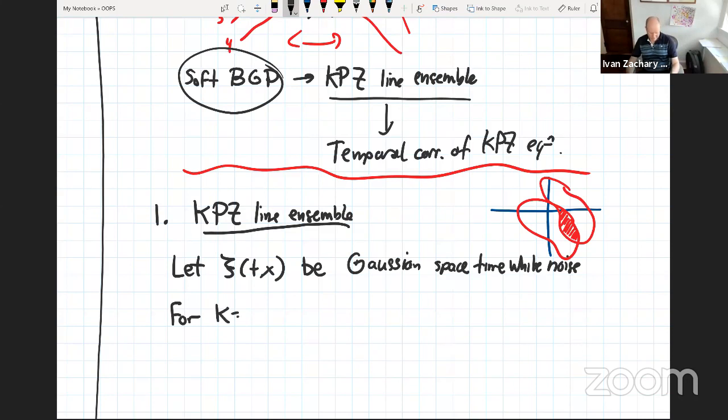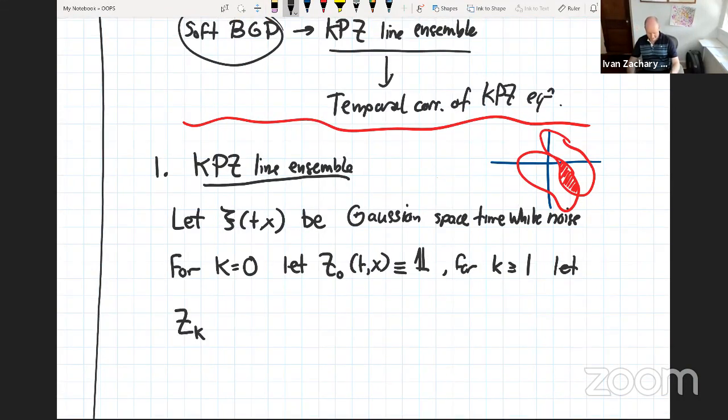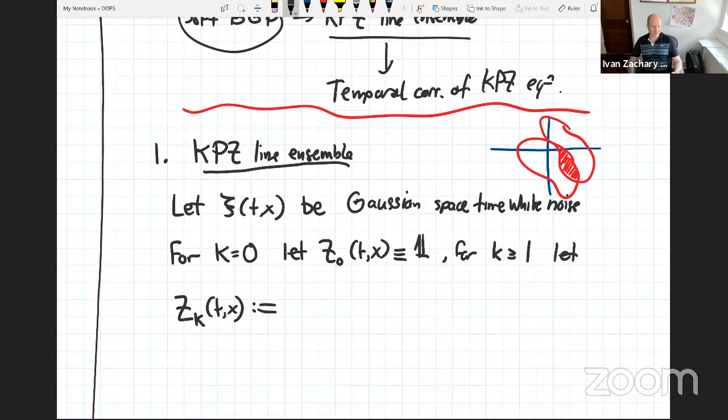Now, I'm going to define something that's related to directed polymers. The first thing is just not at all related. I'll call Z_0(t,x) identically equal to 1. This is just a base case. Then for k greater than or equal to 1, we're going to define Z_k(t,x) in the following manner. Let me give a picture and then I'll give you a formula.